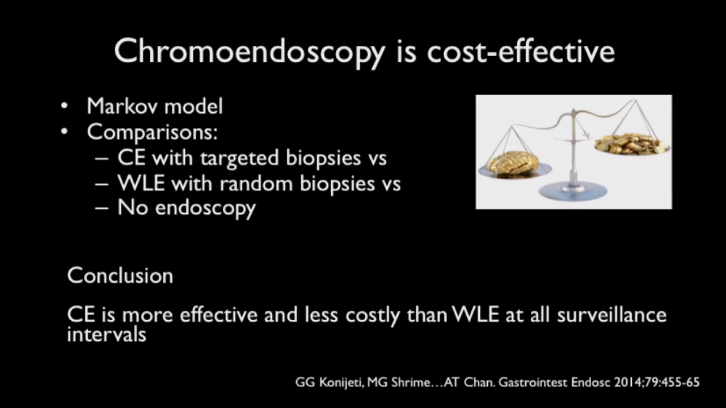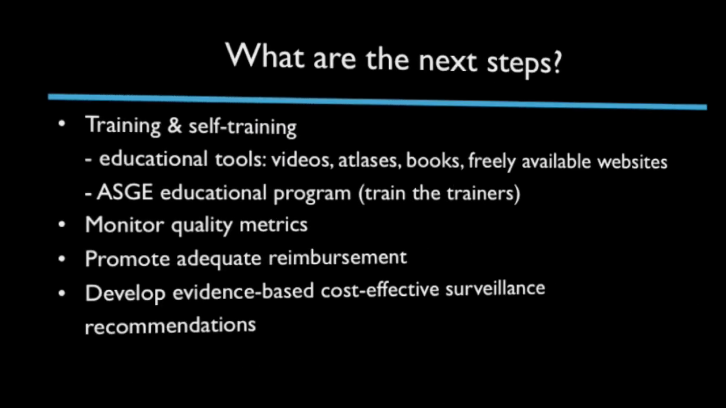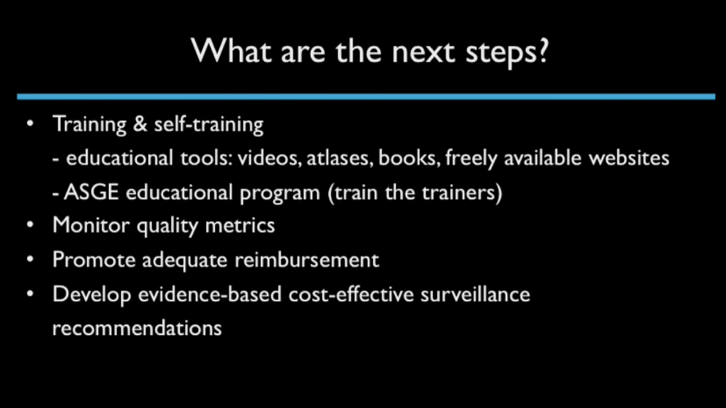An economic analysis comparing chromoendoscopy with targeted biopsy versus white light colonoscopy with random biopsy versus no colonoscopy concluded that chromoendoscopy was more effective and less costly than white light colonoscopy at all surveillance intervals, supporting the implementation of chromoendoscopy in routine practice. What are the next steps?